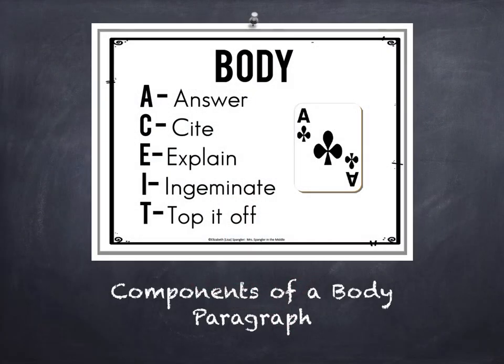Let's first look at the components of a body paragraph. The body paragraph is divided into 5 sections, and we've come up with a cute little way for you to remember called ACIT. The A stands for answer, C cite, E explain, I ingeminate, and T top it off. In order to have a robust body paragraph that fully supports your claim, you should have all 5 of these components.